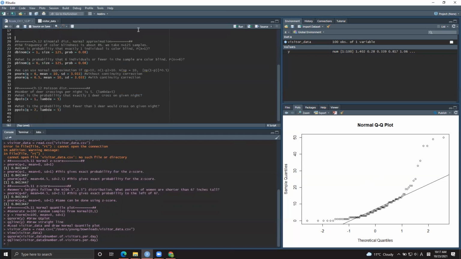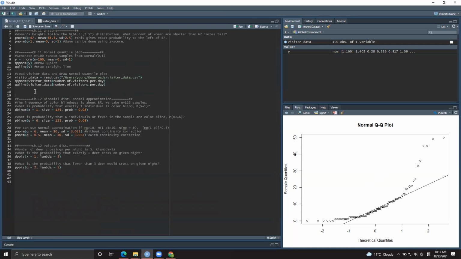All right, so let's go ahead and move to chapter 12. In chapter 12, we learned some discrete probability distributions. One example was the binomial distribution. Let's take a look at the color blindness example. Let's say color blindness in some population is about 8%, and we take n equals 125 samples. So what is the probability that exactly one individual is colorblind?